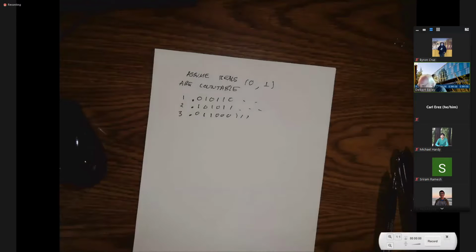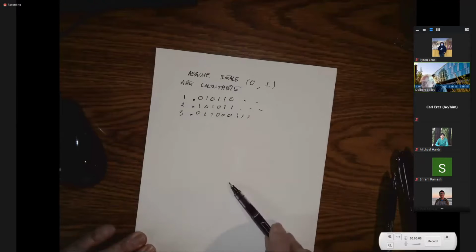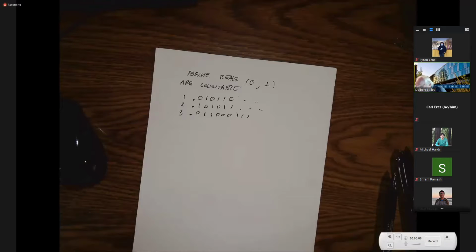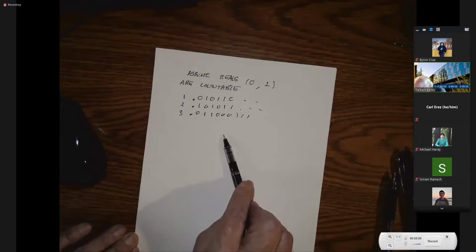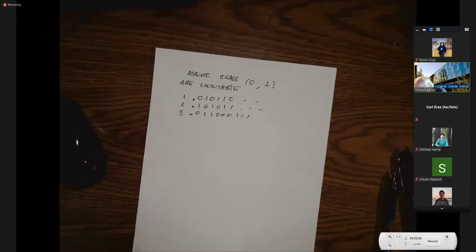Okay, so I assumed that they're countable. In other words, assume that a list can be made. And now what I want to show is that if we had such a list, we can show a real number in here that's not in the list. In other words, I assume that they're countable, which means a list can exist. And I show if a list does exist, it doesn't contain every real number. If the list doesn't contain every real number, then I certainly didn't show that it was countable, right?